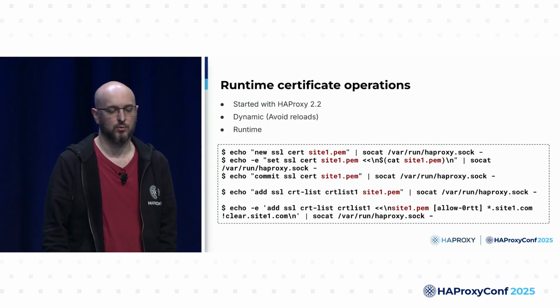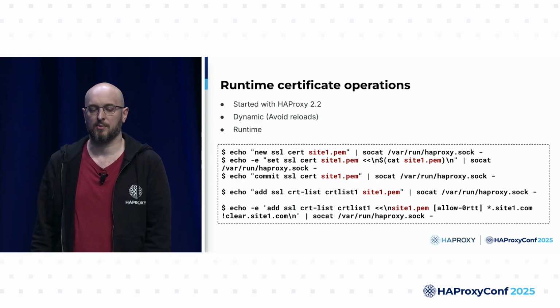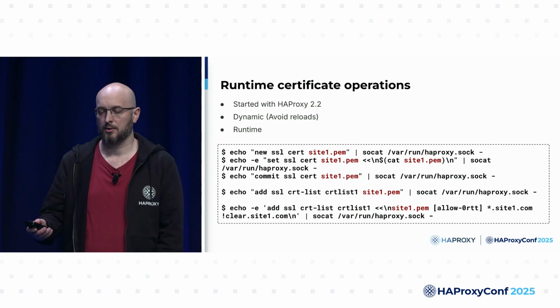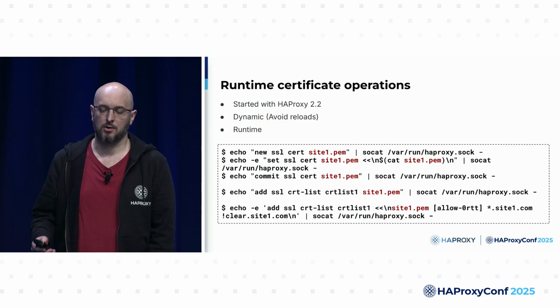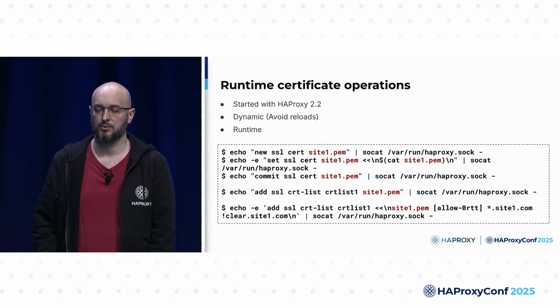But CRT lists, while great, were still complicated because you still needed to reload if you wanted to add one line or remove a certificate. So we wanted something more modern, more dynamic, and we introduced operations over the runtime API. In this example, we are creating a new certificate, which is called site1. We are filling it from the disk and committing it. So this is basically a small transaction. And then we are adding it to an existing CRT list. You can also put the configuration like the one that's in the file. There is also a lot of other stuff, like you could dump from the CLI to an existing file at runtime.